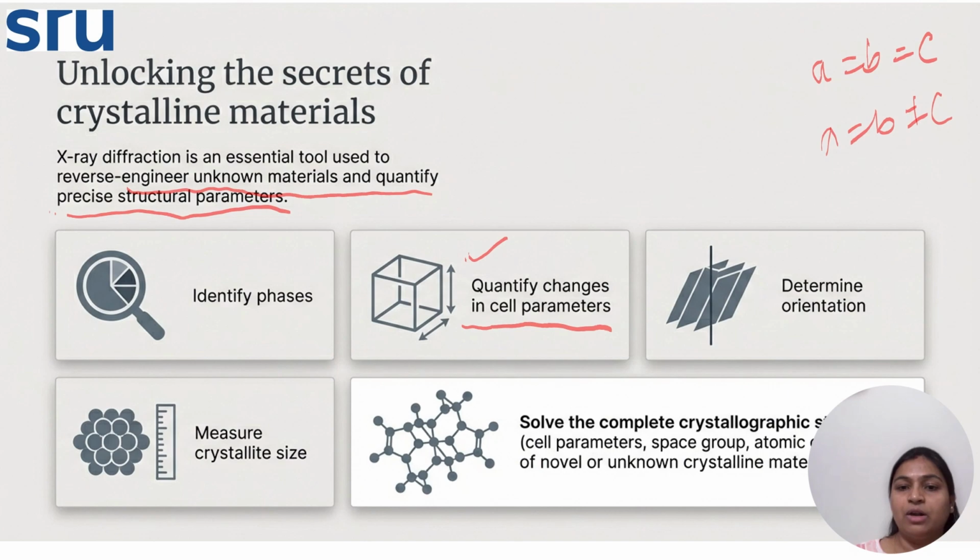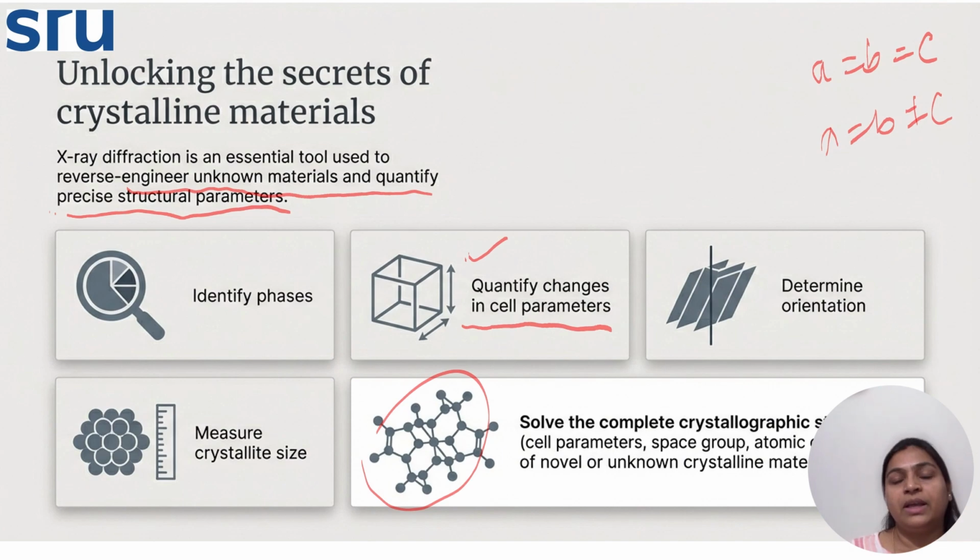Then, solve the complete crystallographic structure, since it has a complex structure. So the cell parameter, space group, and atomic structure of novel or unknown crystalline materials. These are the important parameters to know. And how can we know? We can know this from X-ray diffraction.